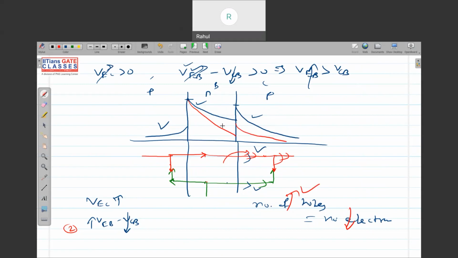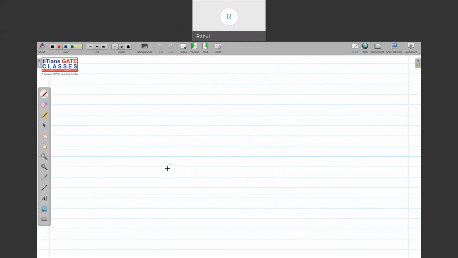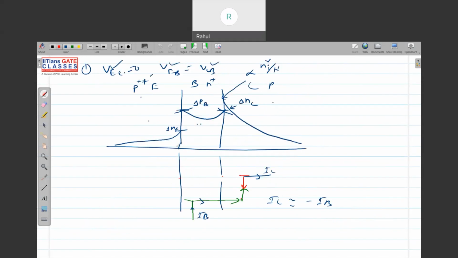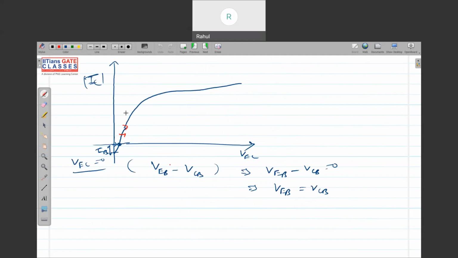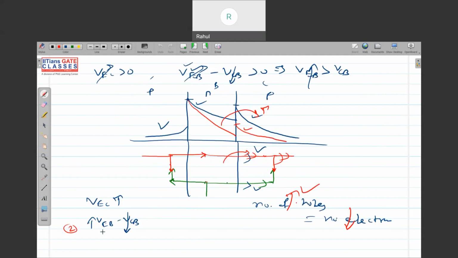So the whole injection is increased because the concentration gradient is more. Since VCB is reduced, the value here is reducing, so this electron current is decreasing. Since hole current is increasing and electron current is decreasing, the net current, hole minus electron, will be increasing. So if you go on increasing, what will happen? It will go on increasing like this, right? Then we will reach a point.